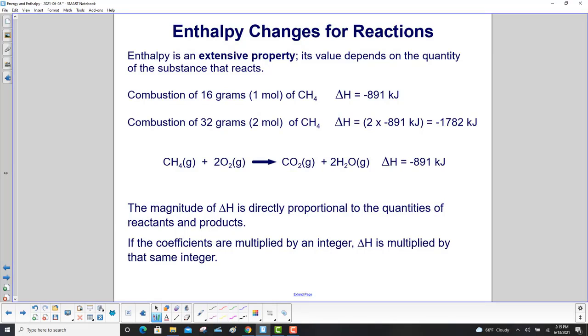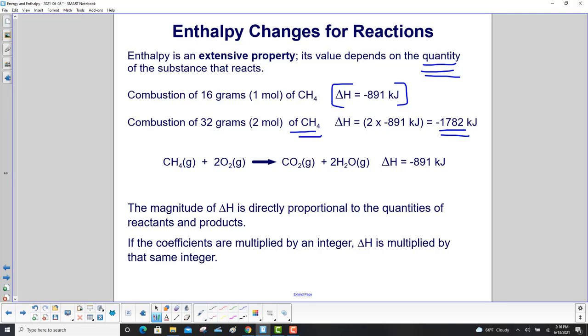Its value depends on the quantity of the substance that reacts. So let's say we combust 16 grams, that is 1 mole of methane. In that case, the change in enthalpy will be negative 891 kilojoules. But what if we combust 2 moles of methane? In that case, the change in enthalpy is twice the amount of enthalpy change for 1 mole. So that would be negative 1,782 kilojoules.